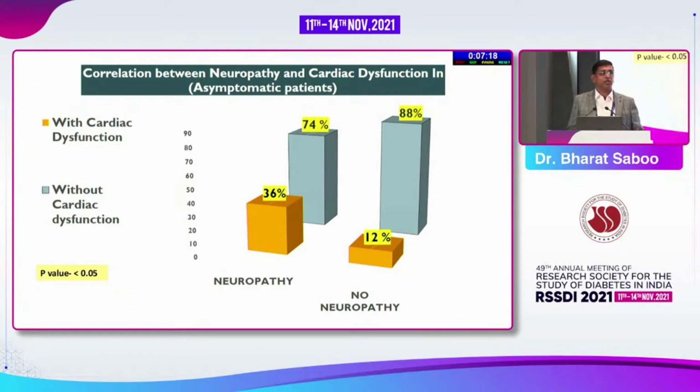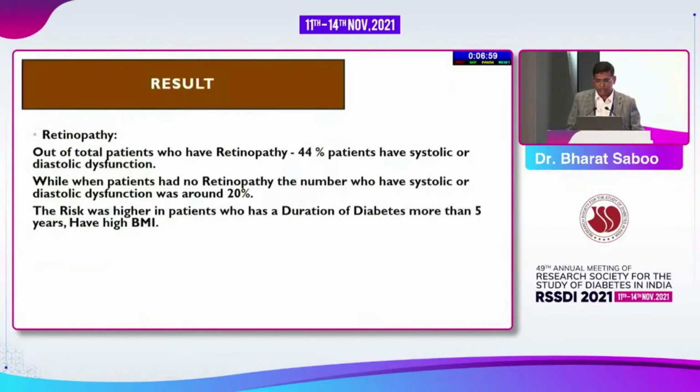So among patients who were asymptomatic, if they had neuropathy, 36% had some sort of cardiac dysfunction. While the association between this cardiac dysfunction and neuropathy goes down when there is no neuropathy. Only 12% of patients had cardiac dysfunction which was asymptomatic.